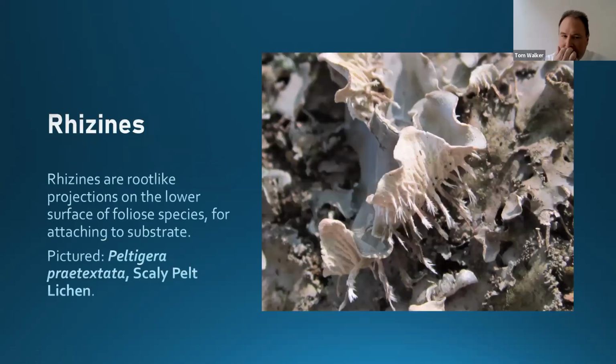And then rhizines. Rhizines are the root-like projections on the lower surface of foliose species, and they attach it to the substrate. And this is a species of Peltigera. It's these fuzzy guys here.